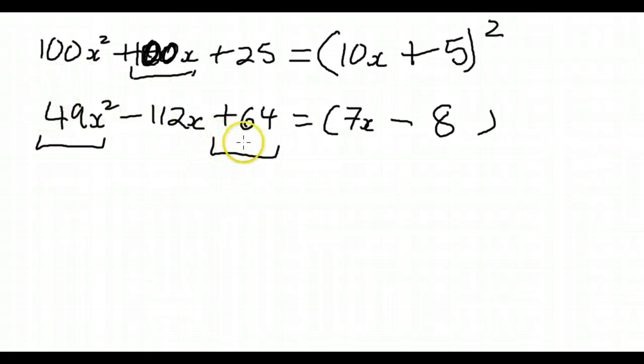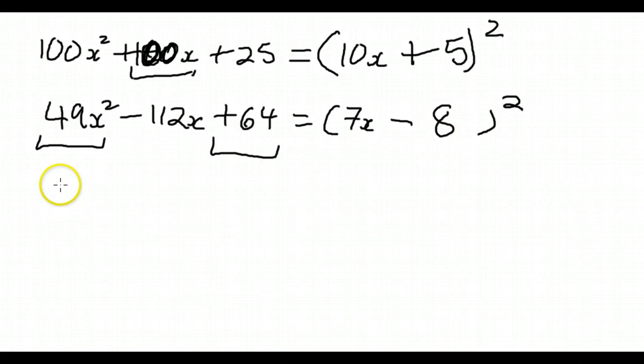7x. 8. 7 times 8, 56. Doubled. Right? That's the 2ab. And there we go. So that's how we're going to factor, and of course it's the square of a binomial. So it's an easy factorization if it is in fact a perfect square trinomial.